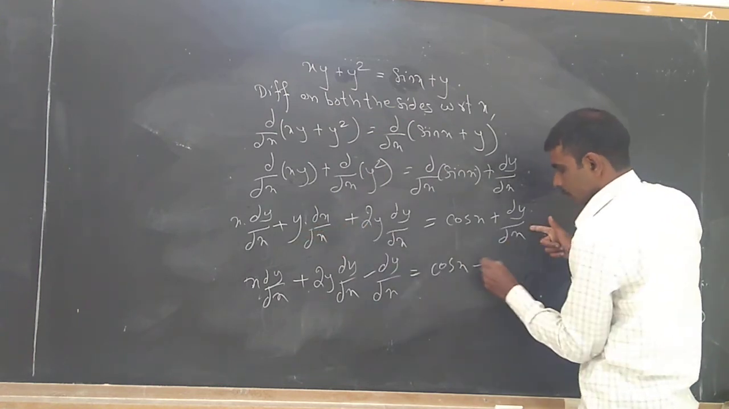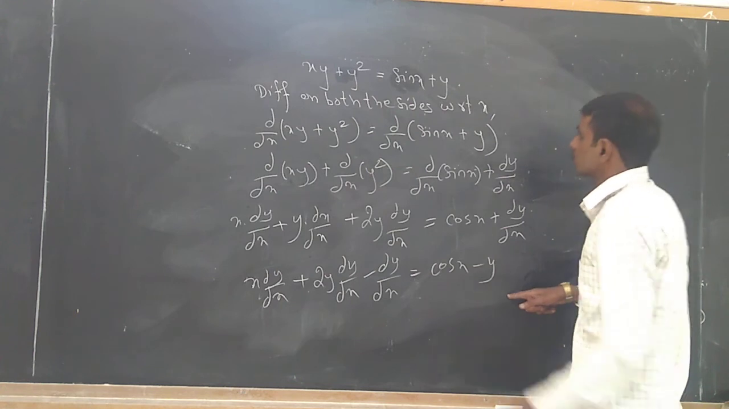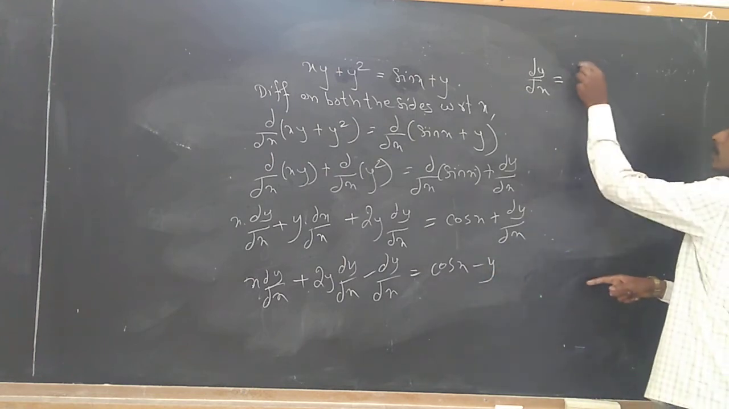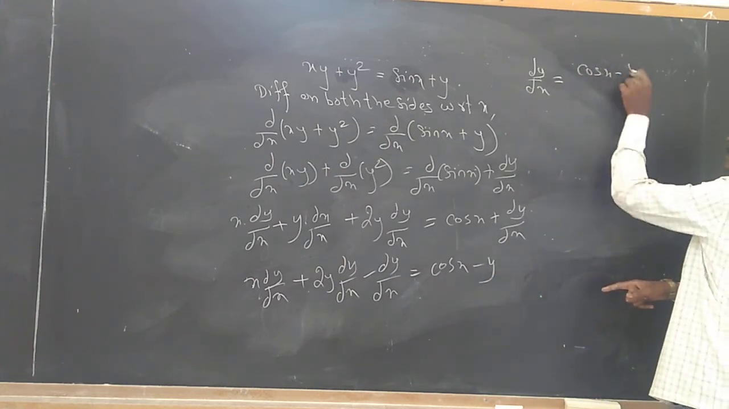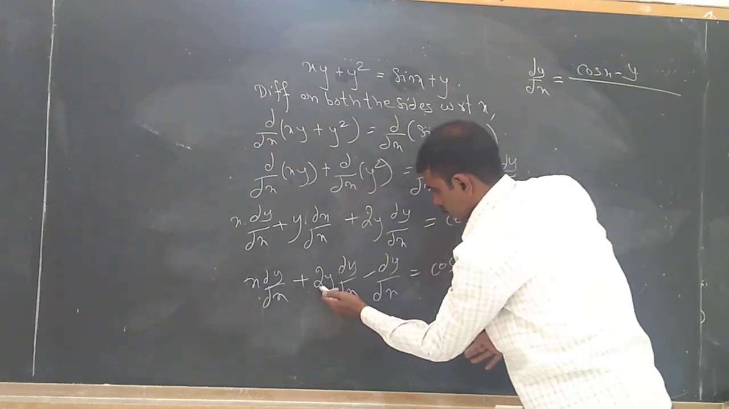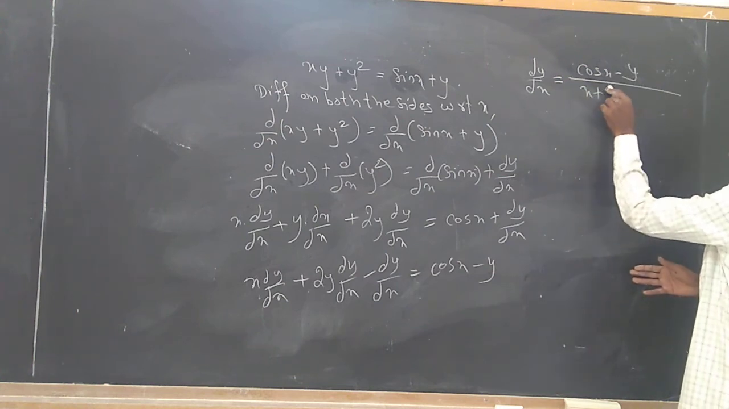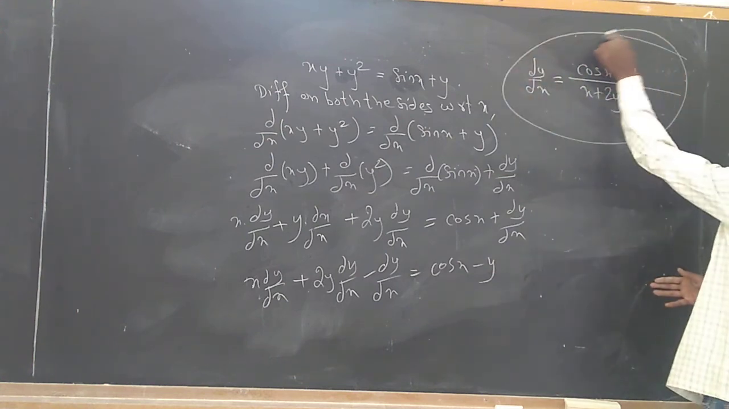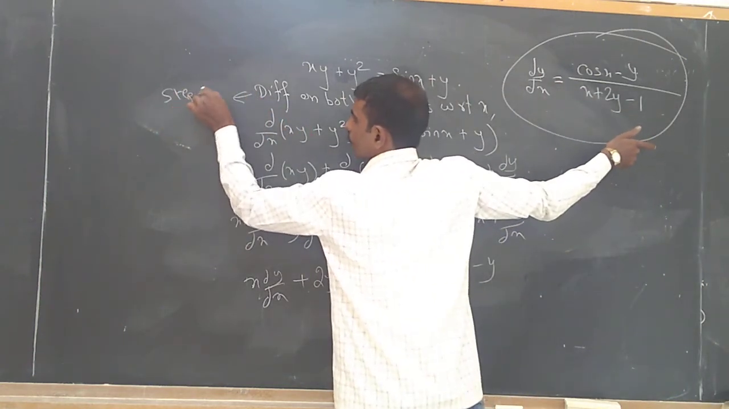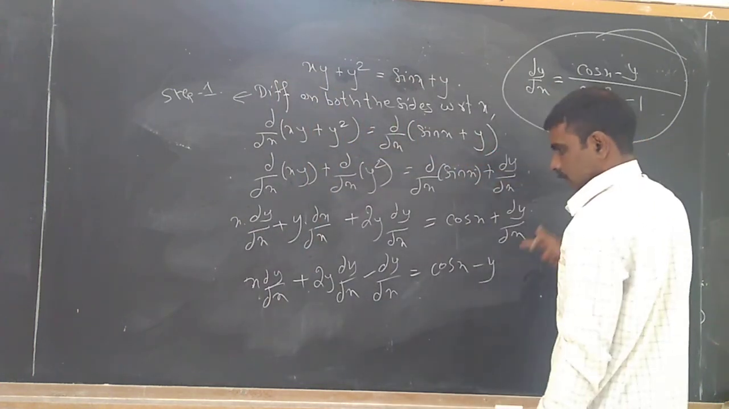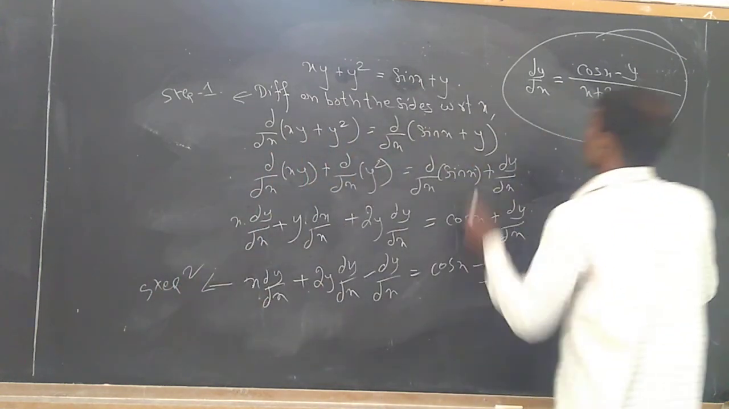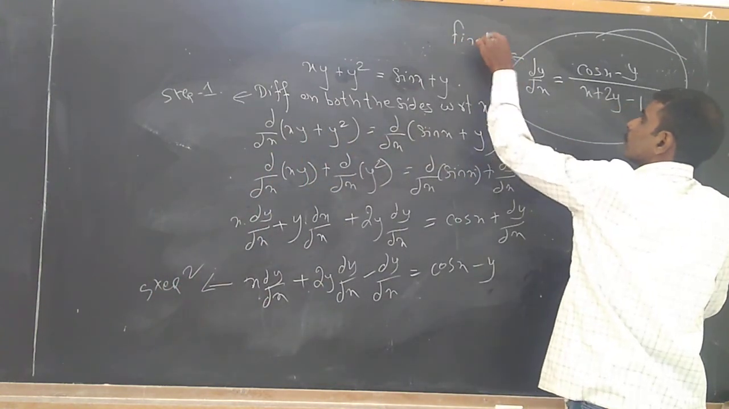This term we are transferring here, minus y. So the final answer is dy by dx is equal to cos x minus y divided by, taking one step here, x plus 2y minus 1. This is how to differentiate. So this is my step number 1 here. Then this is your step number 2, and this is the final step that we have done.